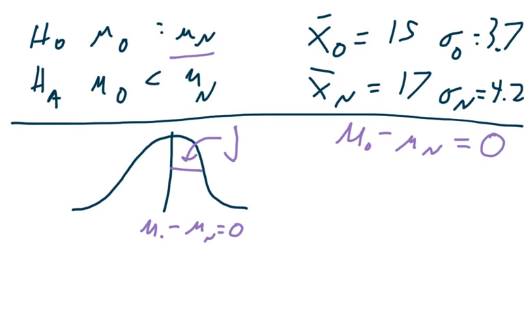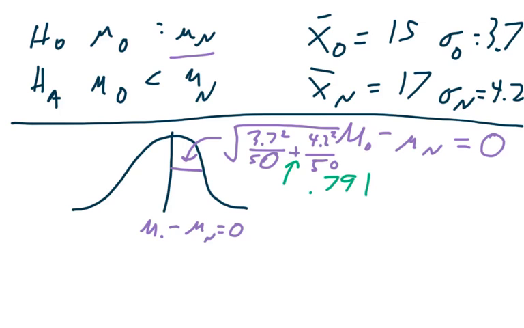Sigma is going to be the square root of 3.7 squared over 50 plus 4.2 squared over 50, and square root the whole thing. And that turns out to be 0.791. Now, of course, the reason why we do this is because we cannot add standard deviations. We can only add variances. And so we add the variances and square root them to get back to the standard deviation.